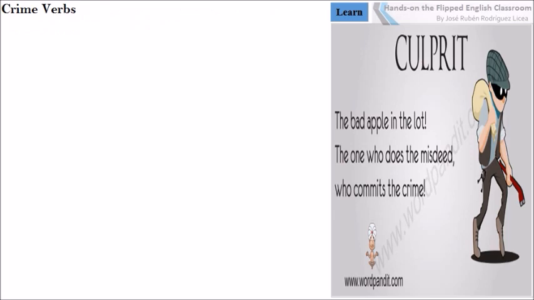Crime verbs. Arrest, to take someone into custody legally. Ban, to forbid or limit something. Break in, to enter somewhere without consent or by force.